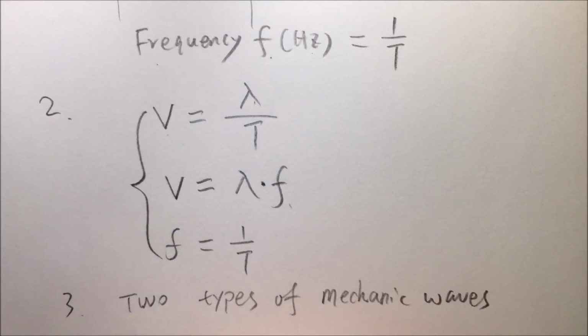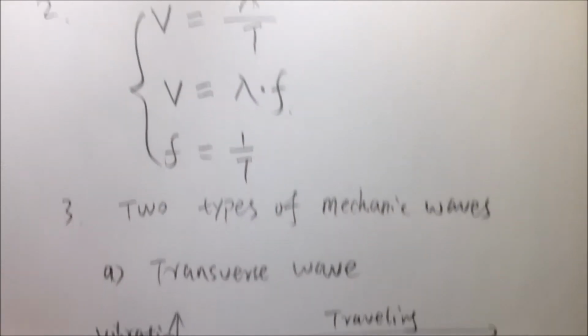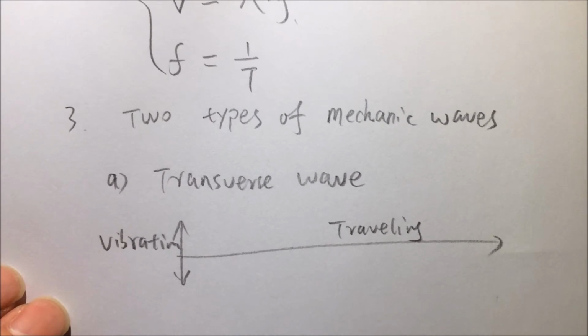One is called a transverse wave. While the wave goes this direction, the vibration goes perpendicular to the wave direction. So the wave is traveling this direction, while the vibration goes perpendicular to the traveling direction. So that's what it is.